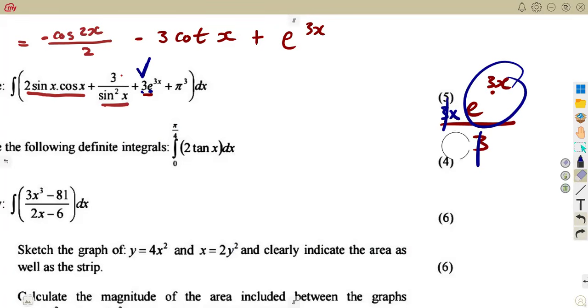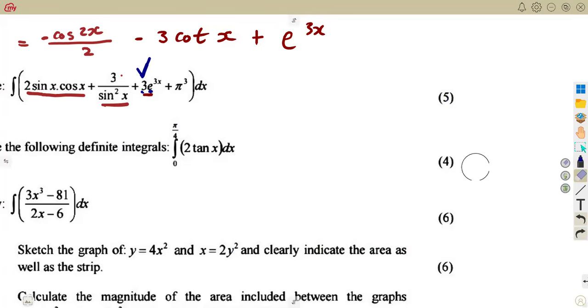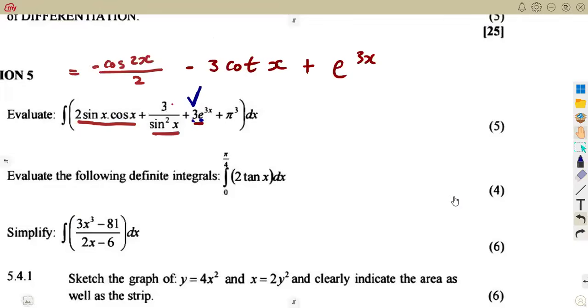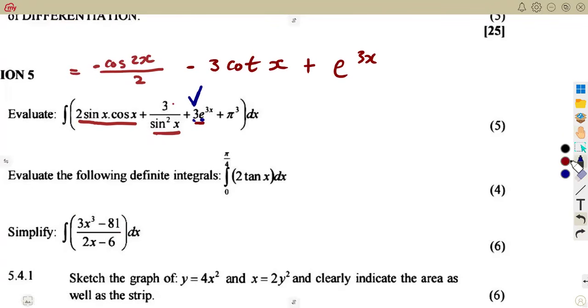Then on the other part, we've got pi to the exponent of 3. We do not have x there. Remember the integral of a constant. When we do not have x, we just multiply by x. So that's pi to the exponent of 3 times x plus the constant of integration. Do not forget it's an integration that we are having, so we need the constant of integration at the end. So that was the case of our question.